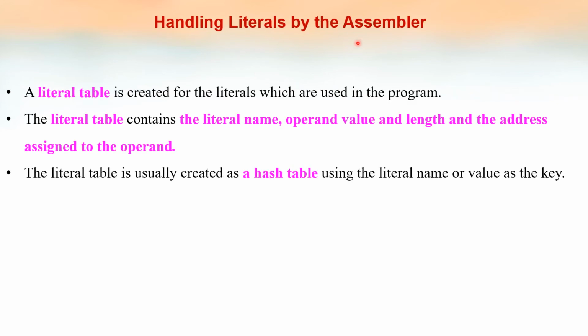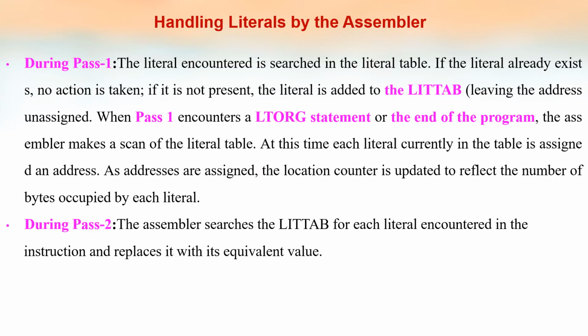Now we can see how the assembler handles a literal. The assembler creates a literal table, like SYMTAB, called LITTAB. It's again a hash table, and this table will contain the literal name. For example, if a literal is used, its name will be there and the corresponding value will be there, and the length and address assigned to the operand can also be stored in this literal table. It's a hash table using the literal name or value as the key. This is the handling of literals by the assembler.